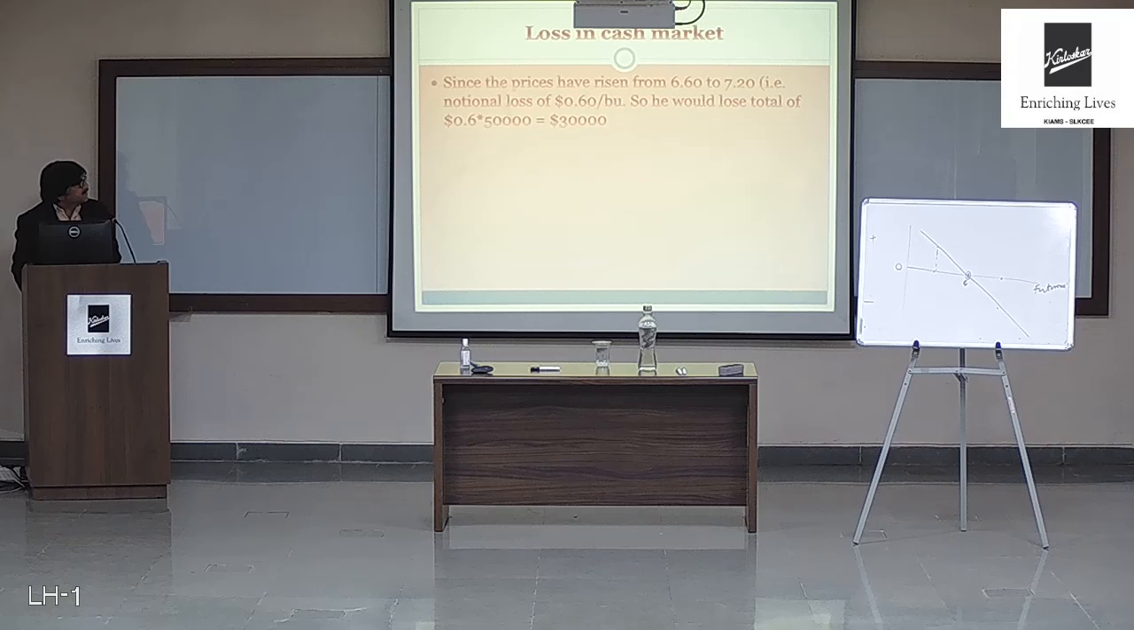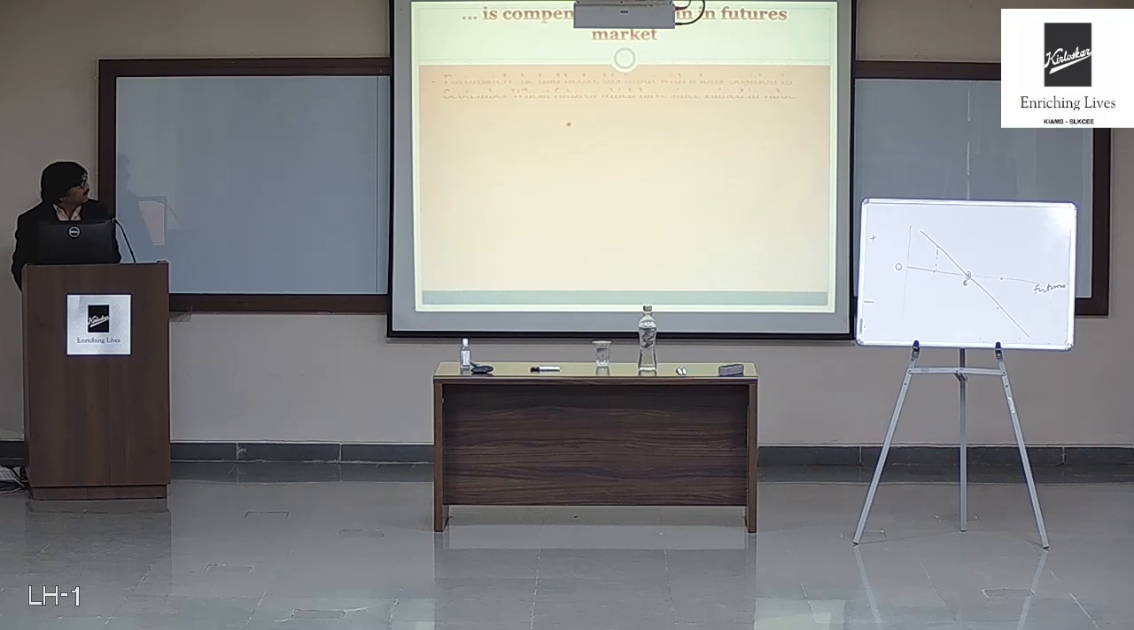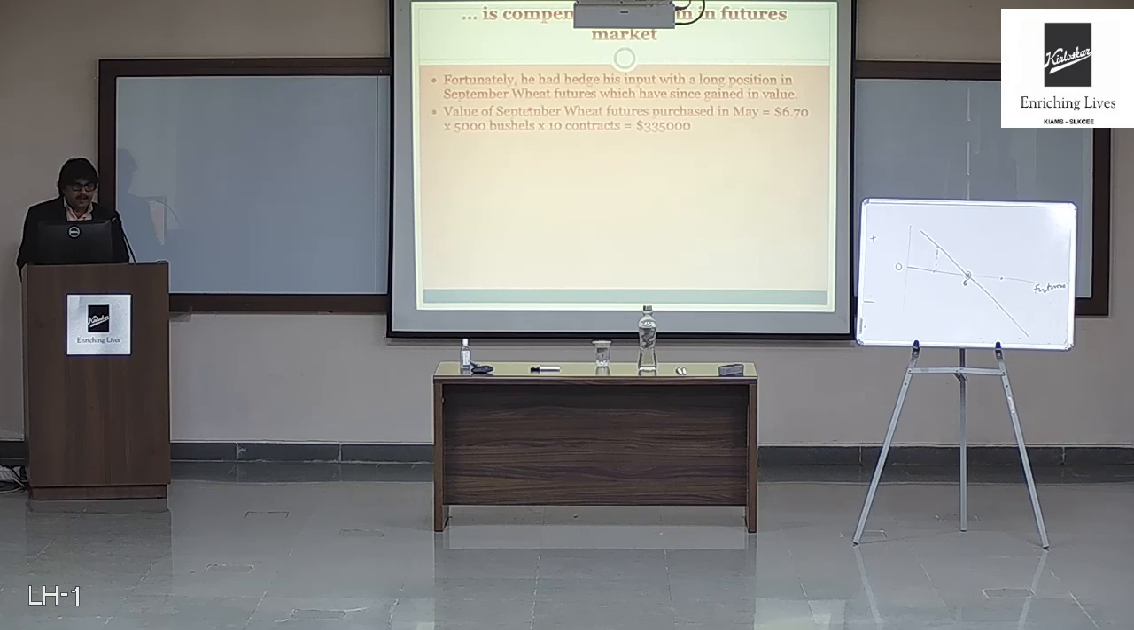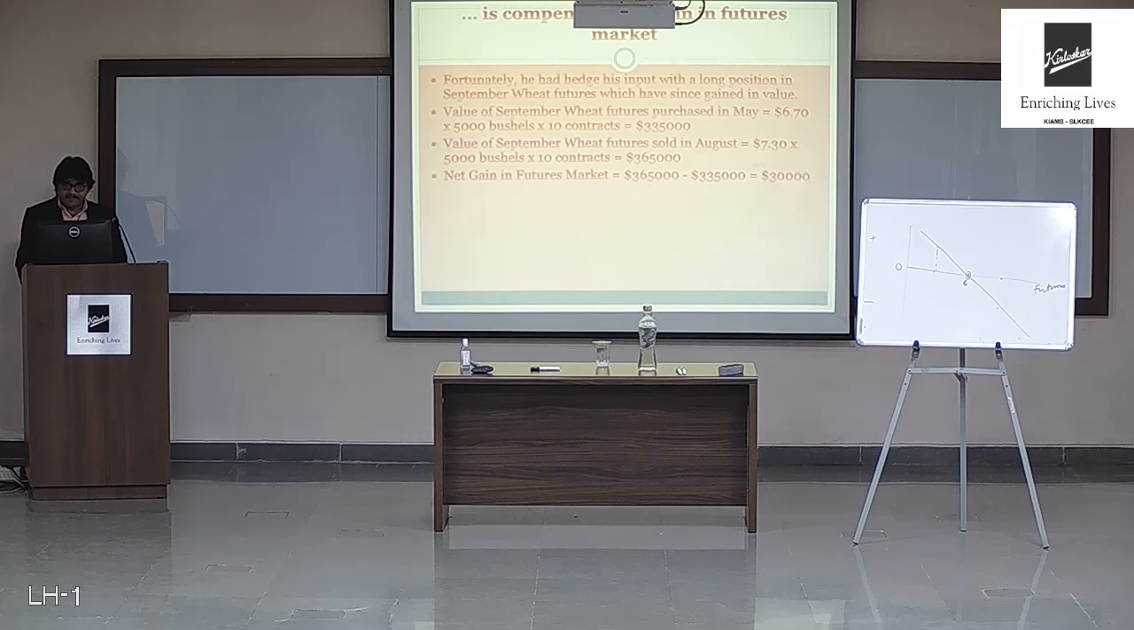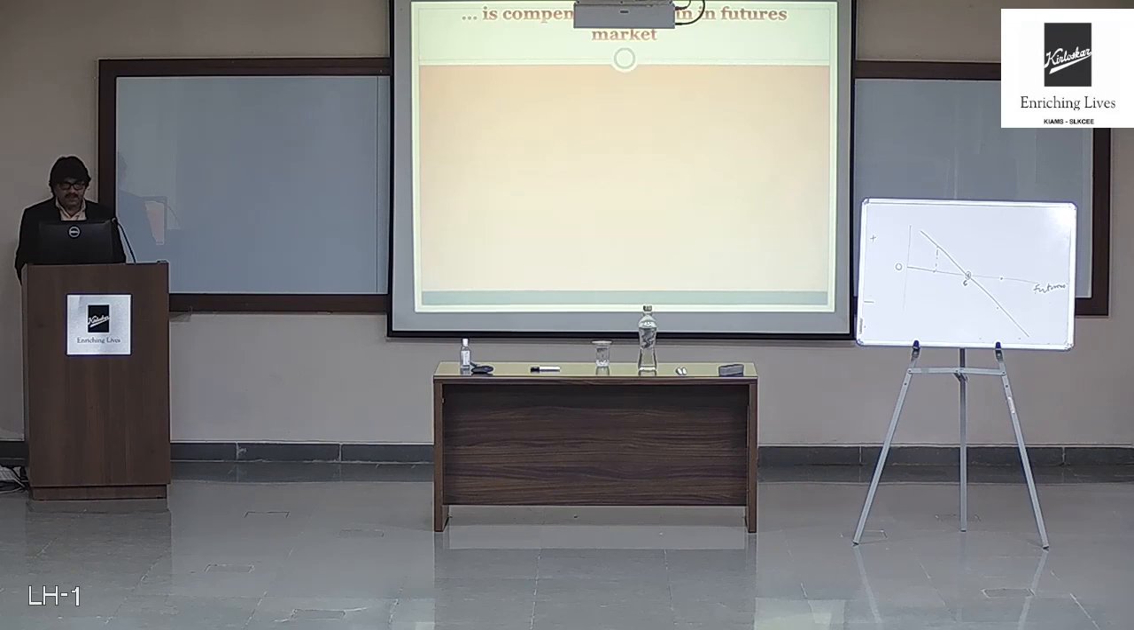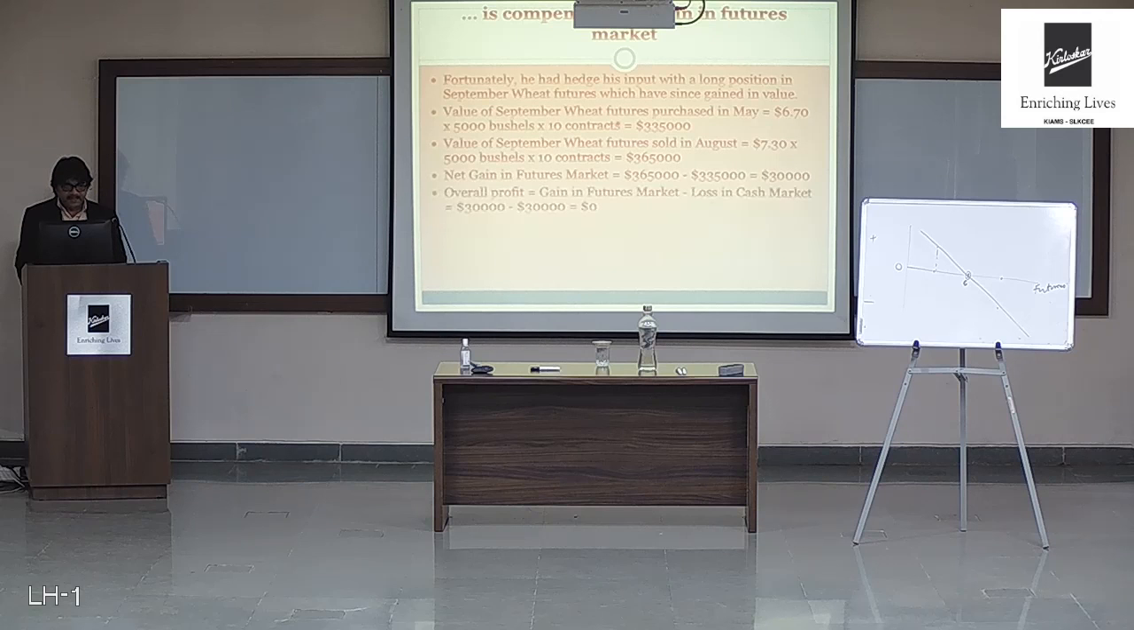So obviously, since the prices have risen, the flour maker could have purchased at 6.6, but in the spot market he has to purchase at 7.2. So there is a notional loss of $30,000. However, since he has signed the contract in the futures market, his futures position is in profit, because he signed at 6.7 and the price is now 7.3. The difference comes to 3.35 when bought and 3.65 when sold, so the difference is $30,000. So he has made a gain of $30,000 in the futures market, whereas in the spot market there is a notional loss of $30,000. The loss incurred in the spot market has been offset in the futures market. Therefore, the overall profit is 0.